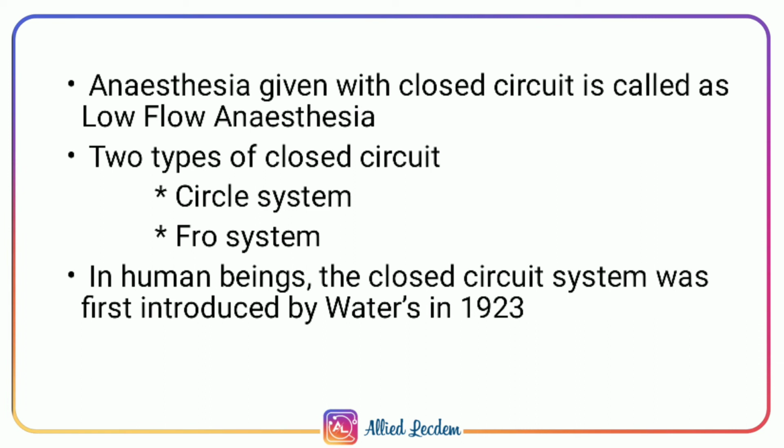Anesthesia given with a closed circuit is called low flow anesthesia. There are 2 types of closed circuit. One is the circle system and the next is the To-and-fro system. And the closed system was first introduced by Waters in 1923.